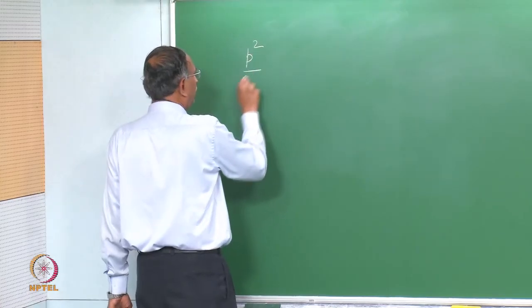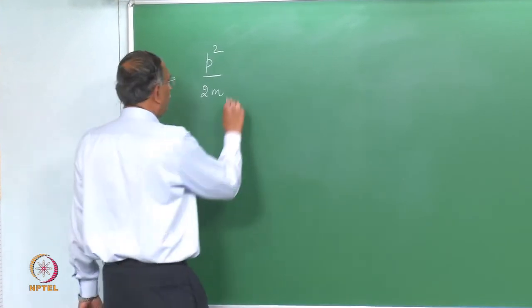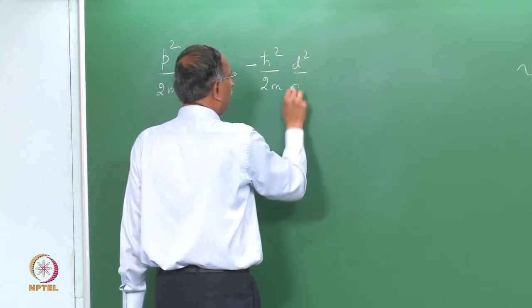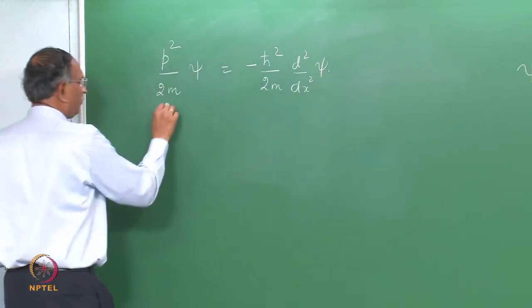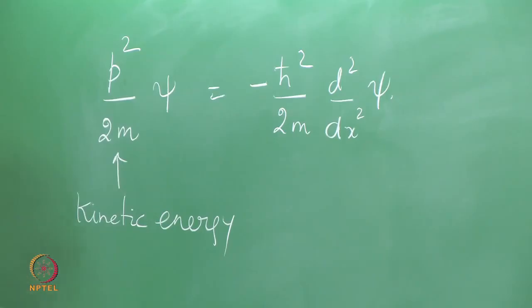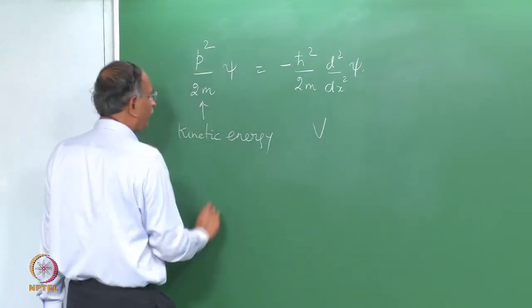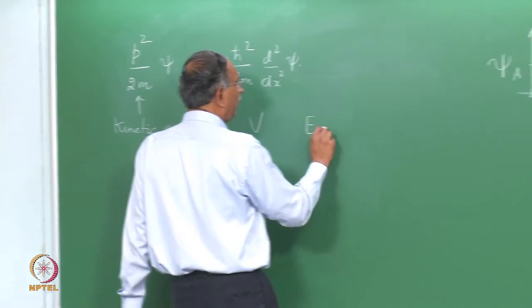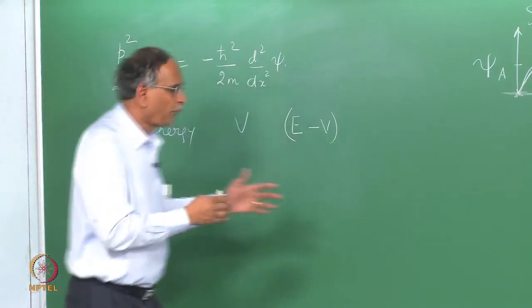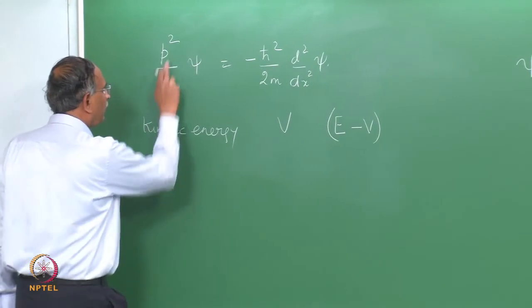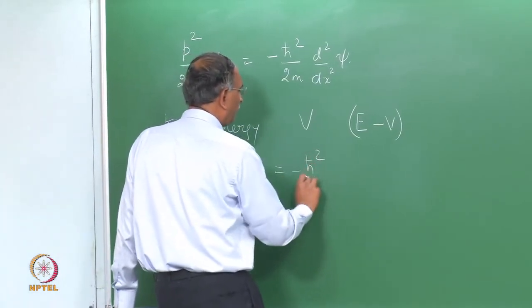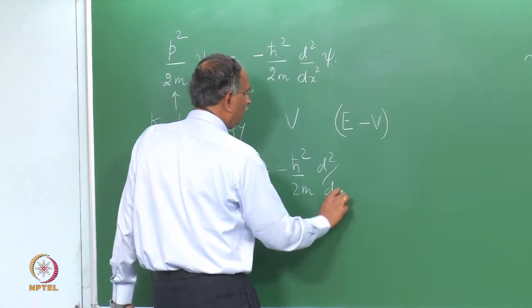Therefore, if we write the kinetic energy p squared by 2m on psi, that turns out to be minus h bar square by 2m d square by dx square psi. This being the kinetic energy, it is the difference between the total energy E and the potential energy V, which may be a function of x. If there is a potential, we have to consider that. Therefore, p squared by 2m on psi is nothing but E minus V on psi, giving you minus h bar square by 2m d square by dx square psi.